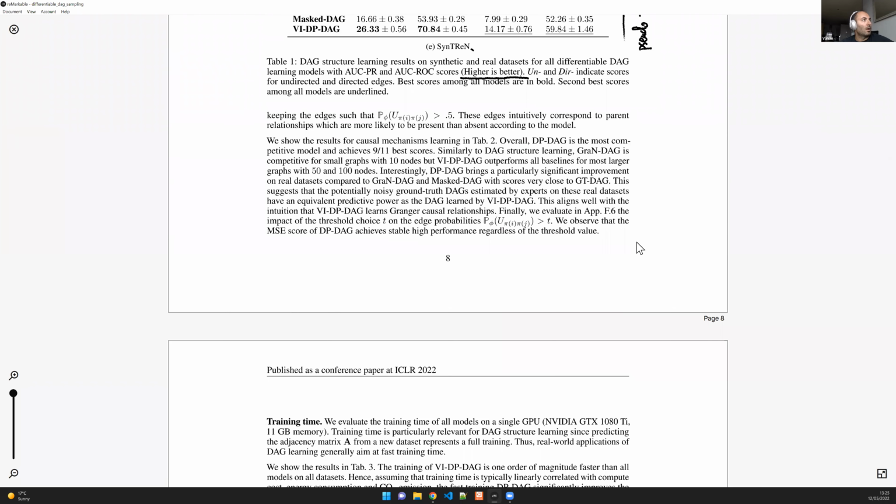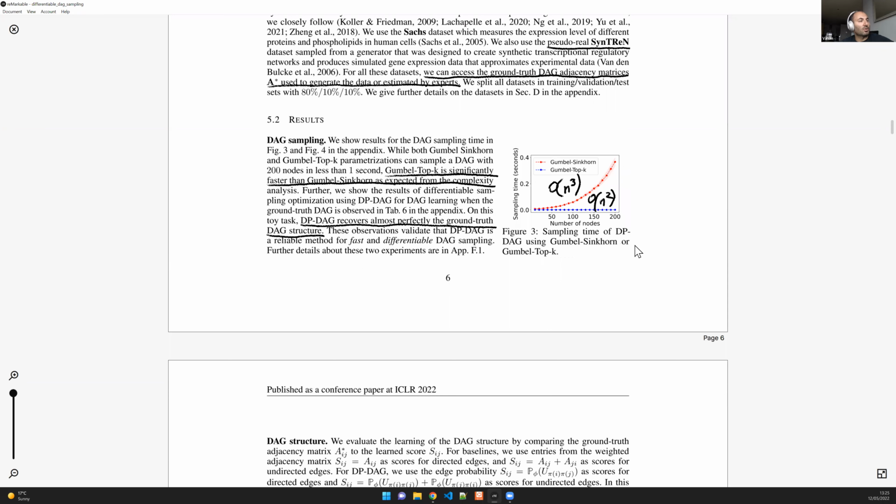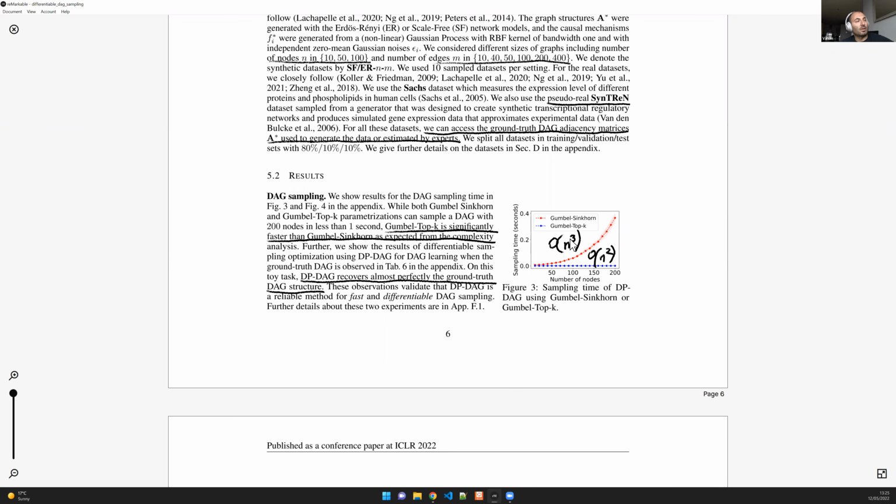Okay. Another interesting thing. Here they also compare the two methods they use for sampling. In theory, the top one should be cubic, the bottom one quadratic, but actually they look more like linear and cubic. But that's fine, right? Those are worst case complexities. In practice, the relationship still holds. They actually use the Gumbel top-K sampling. The top one is the Hungarian method-based one.